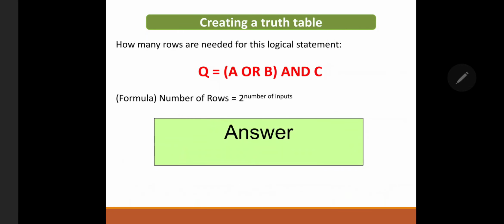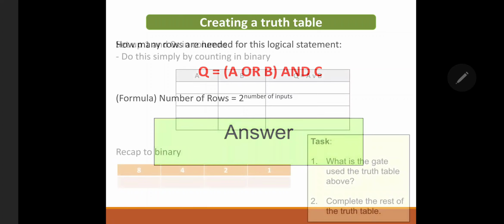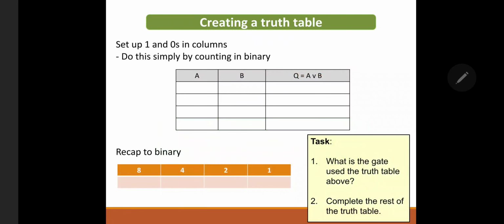Let's move on. It says, how many rows do you need for a logical statement like this? Just look at the amount of inputs. That's all you need to focus on. So you have A, B, and C. And that's what you need to know.